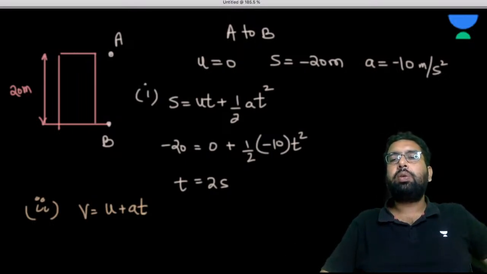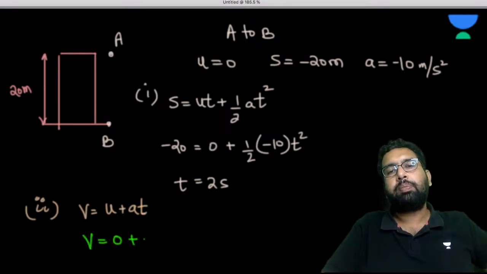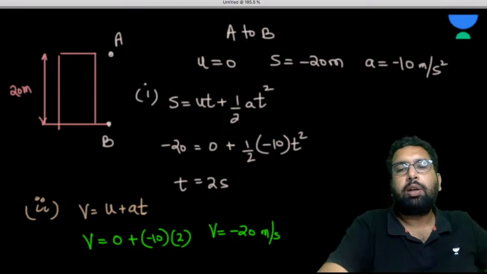So v is equal to u plus at. What is the initial velocity? This is zero. What is the acceleration? This is minus 10. And what is t? It is going to be 2. So v is coming out to be minus 20 meters per second. Okay, so minus, what does that mean?